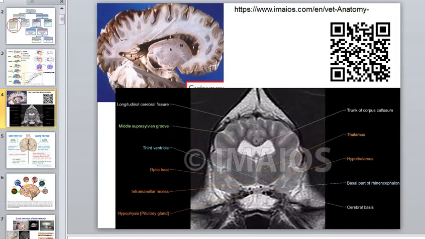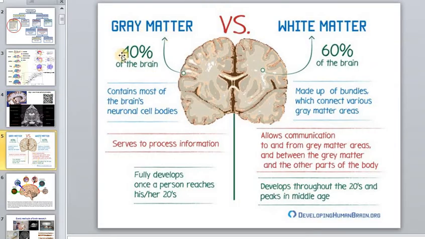Everything is similar to the structure of the spinal cord, but in the spinal cord we have gray matter in the middle of the organ. In the brain, the gray matter is on the surface, and here we see the gray matter is about 40% of the brain and contains most of the brain's neuronal cell bodies, and it's just to process information sources.